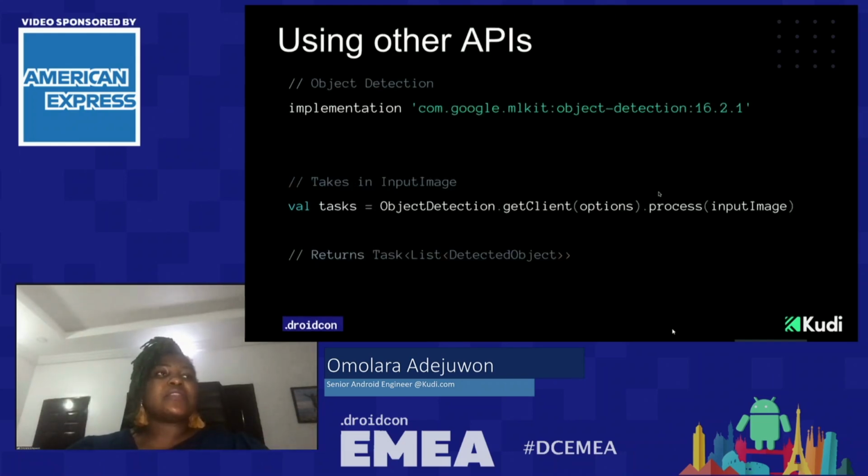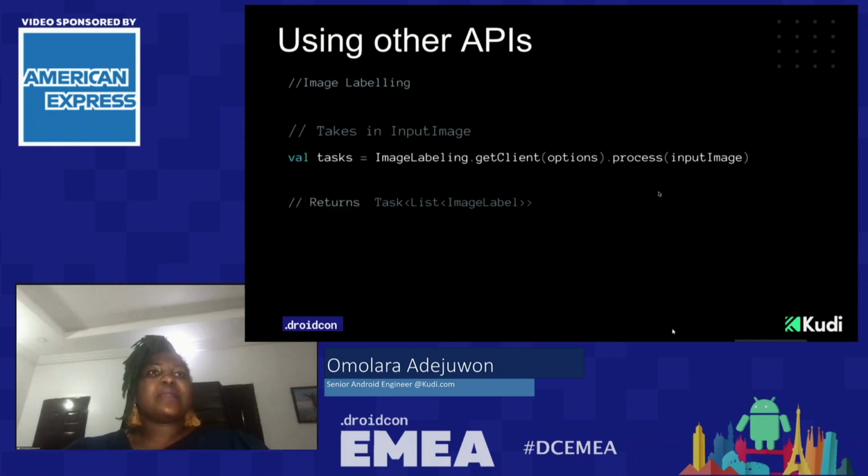And that's all. Like I said, using the other APIs is just putting the dependency in. For object detection, you put in the object detection dependency, and then the client is ObjectDetection, then you get the client to process it. It's similar. I'm running out of time, and that's why I'm rushing, so bear with me please. And then you have the same for image labeling. It returns a list of image labels. You can do whatever you want to do with that information.